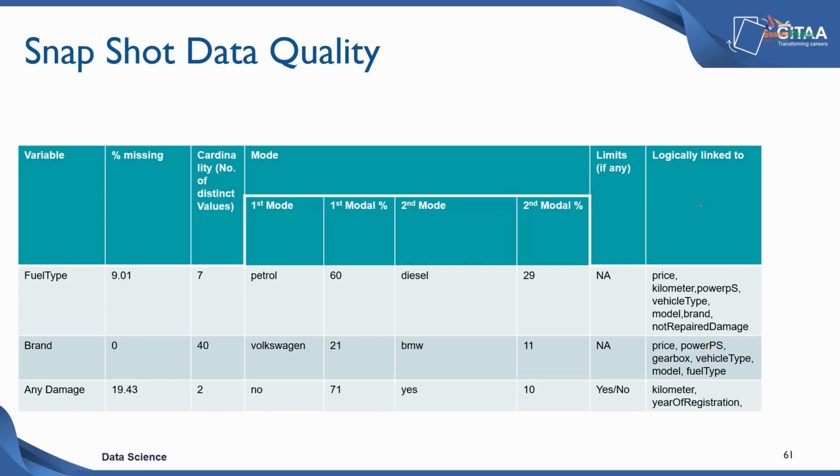This is just further examples of fuel type, categorical data. So more categorical data and the kind of linkages that one sees.